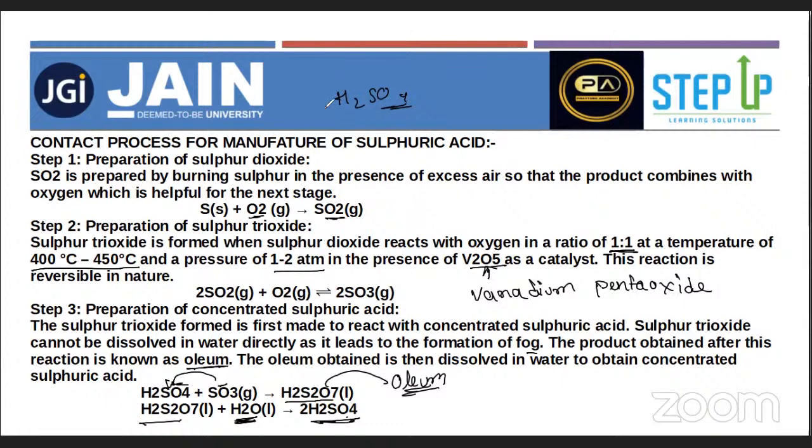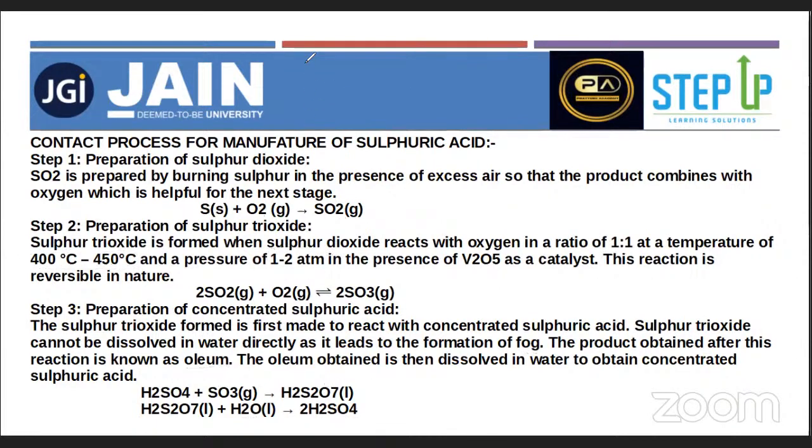Okay. Conditions, everything: 400 degrees Celsius, 1 to 2 atm, all this is there. All this is conditional. We already read about which processes? We read about Haber's, Ostwald's, and contact process. Haber's is for ammonia. Contact is for sulfuric acid. Ostwald is for HNO3.